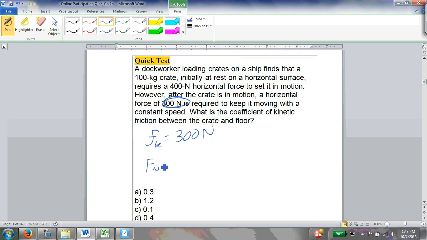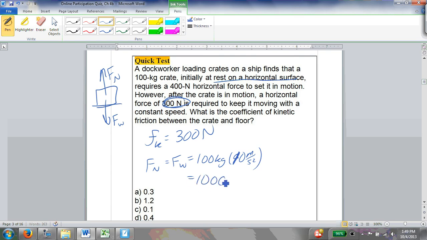My normal force is going to equal the weight because it's at rest on a horizontal surface. So I have this crate. It has a certain weight. And since it's not on an inclined plane or an inclined surface, the normal force is equal to the weight. And that's equal to the mass, which is 100 kilograms, times the acceleration due to gravity. I'm just going to call it 10 meters per second squared here. And that's equal to 1,000 newtons.